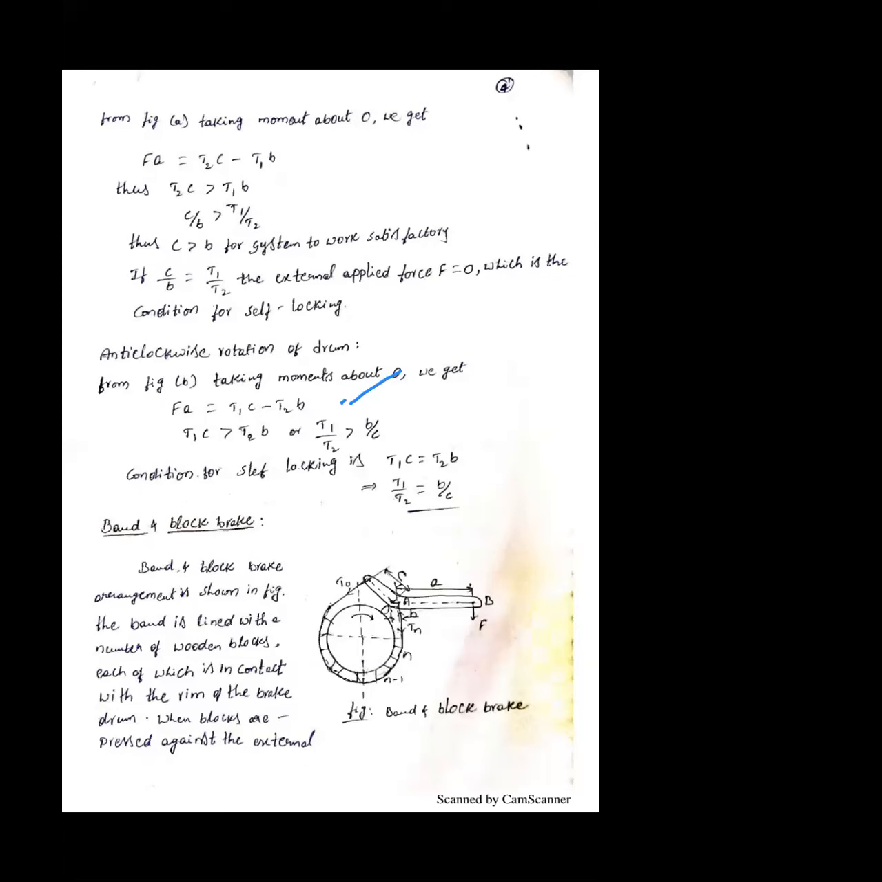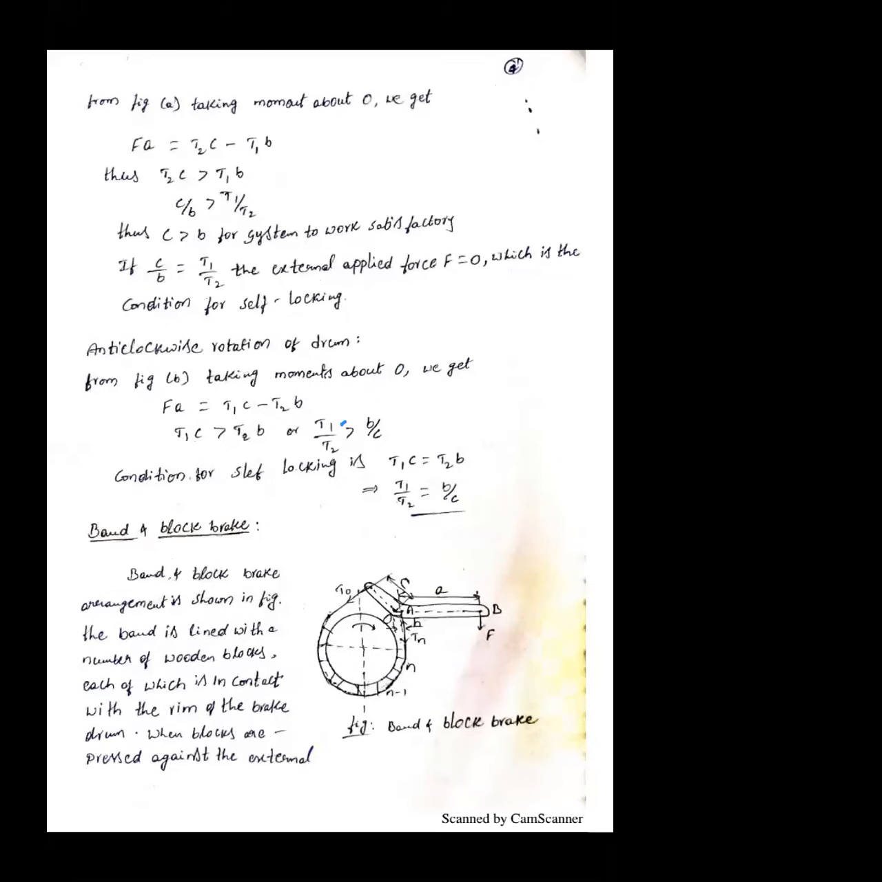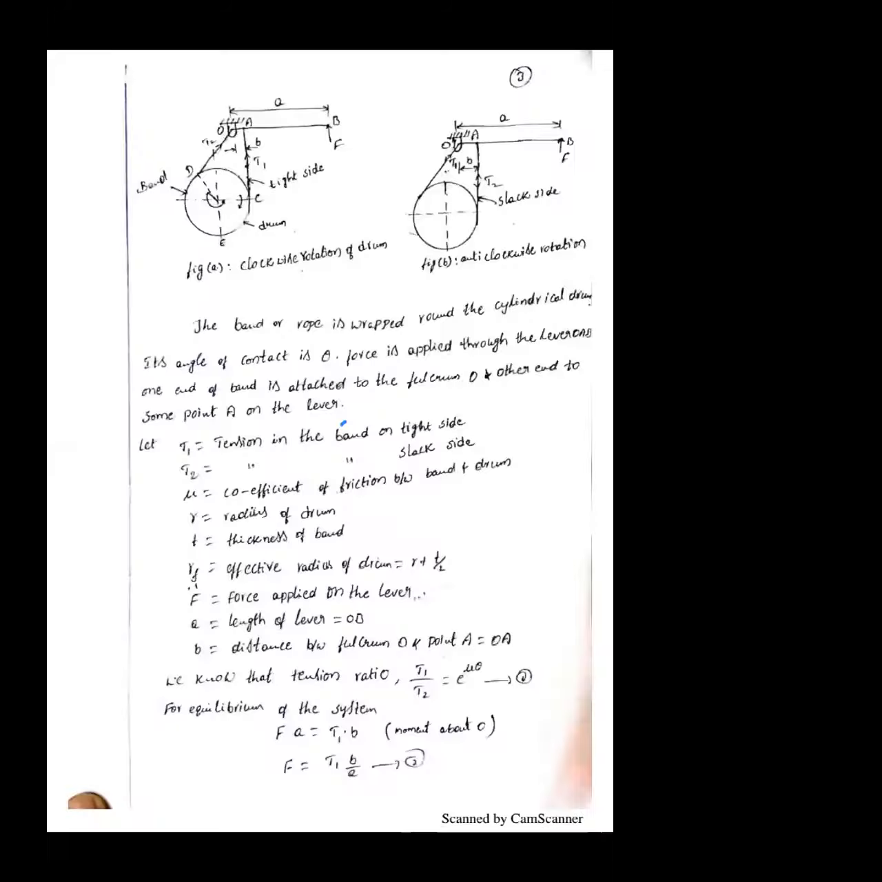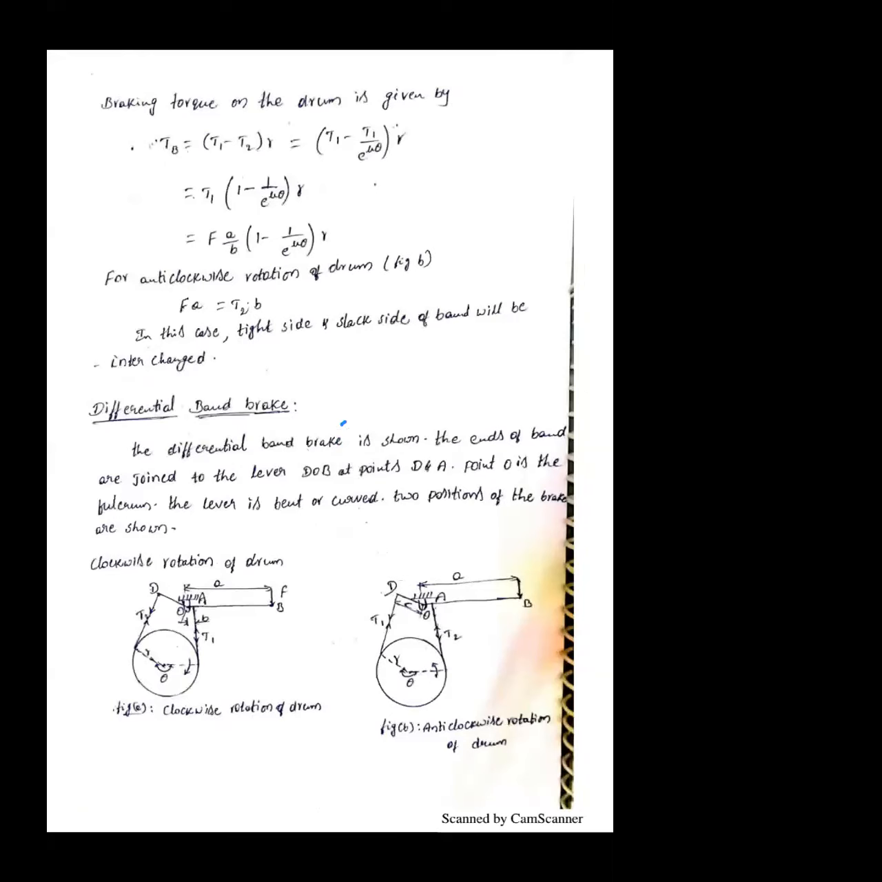So that is the value here. This is indicating our differential band brake point of view. This is also similar to our band brake. In the earlier one we have already seen the simple band brake, and this one is the differential band brake. That is the smallest amendment there. Just the lever will have some extension with the curved shape.